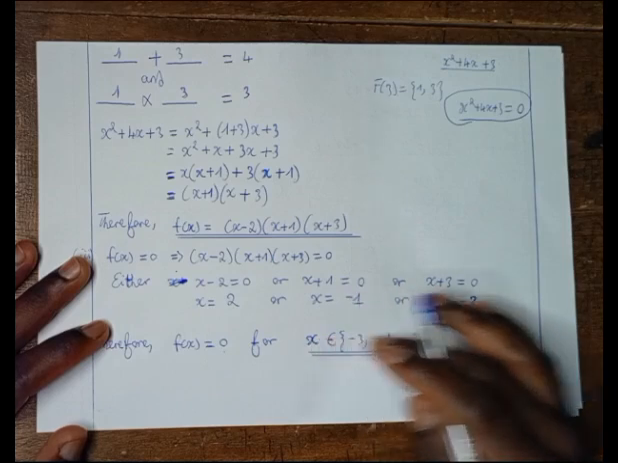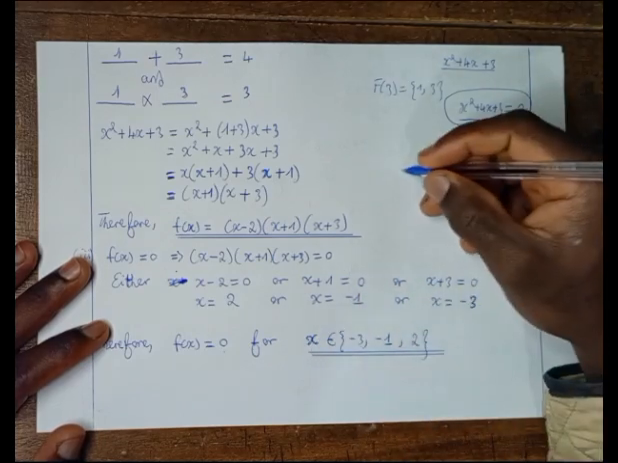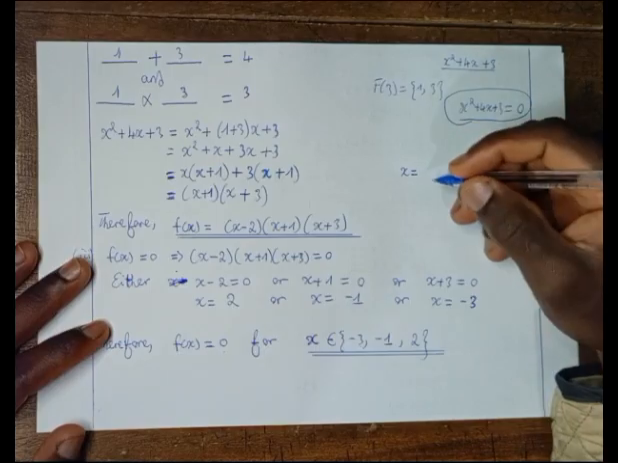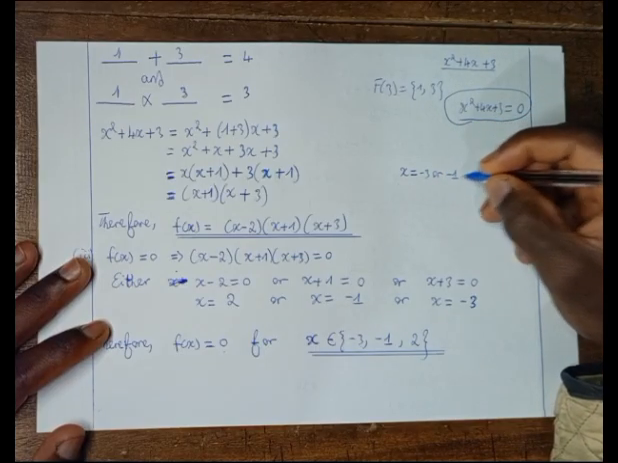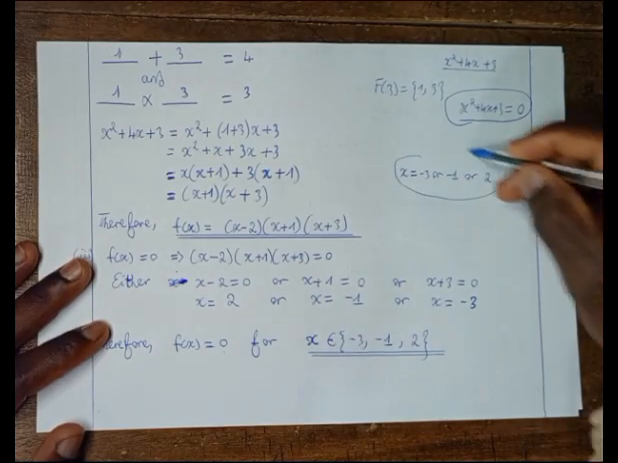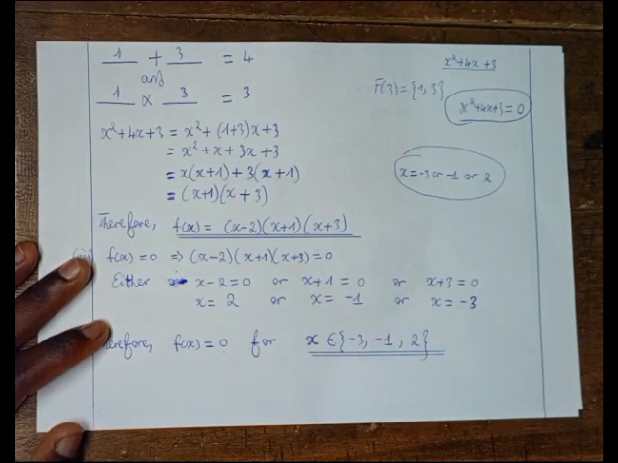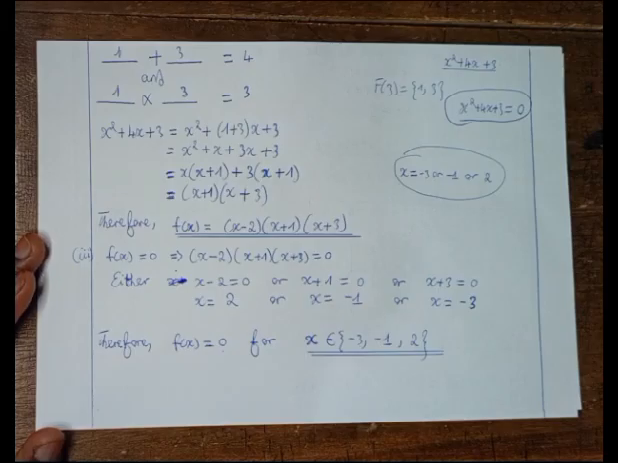If you don't want to present the solution this way, you can decide to present it as such. You can either say x is equal to -3 or -1 or 2. It simply means that x takes one value at a time. X cannot take two values at a time. And we are done with the solution of the questions.